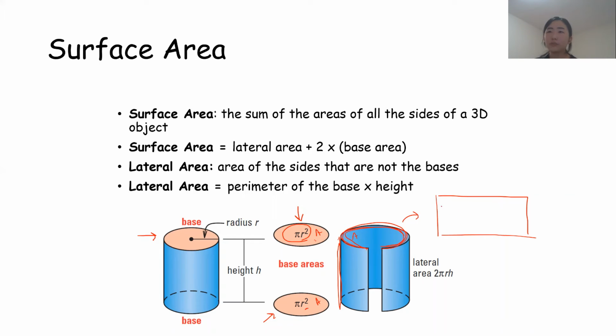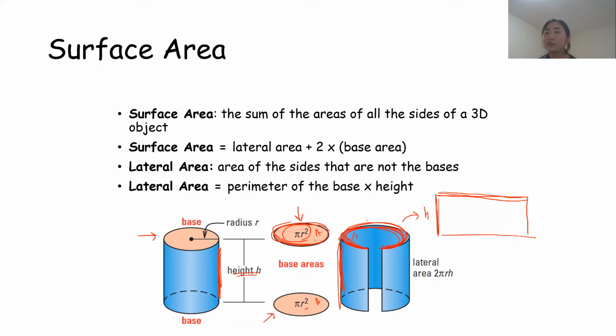So first, let's unfold this, and it should look something like a really long rectangle. And we know that this side is equal to the height, because that's also this side in this picture. But in order to find out how long this rectangle is, we need to think about what it's wrapping around. Since this piece of paper is wrapping around the base, the distance from here to here should equal the distance around the circle.